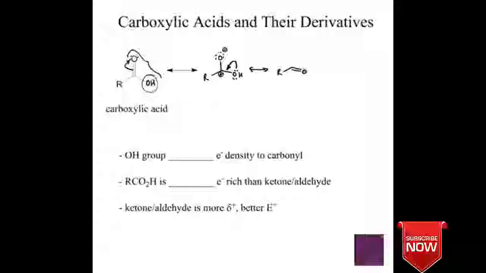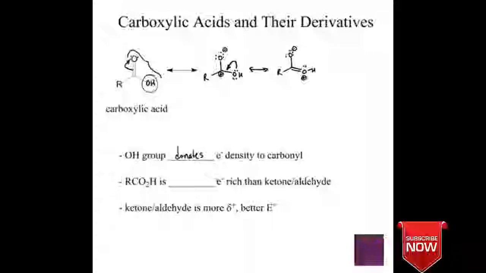carbonyl carbon. And we have a third resonance form that we can draw. So how does that affect the reactivity of the carboxylic acid? Well, it turns out that this oxygen group with its lone pair donates electron density into the carbonyl.